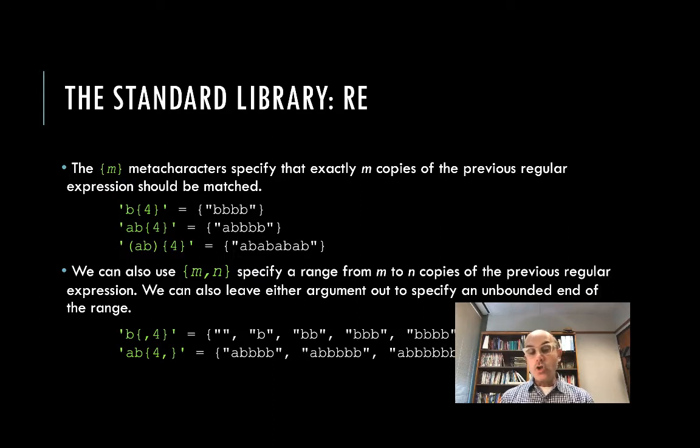We can also use the m and the n to specify a range from m to n copies of the previous expression, but we can also leave either argument out to get an unbounded end of the range. So it allows us to open the field a little bit more and not be so restricted with regard to the m and the n.